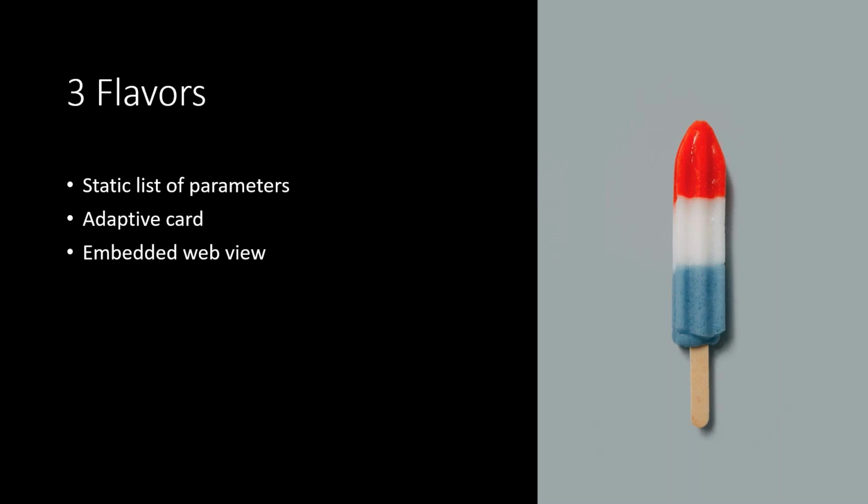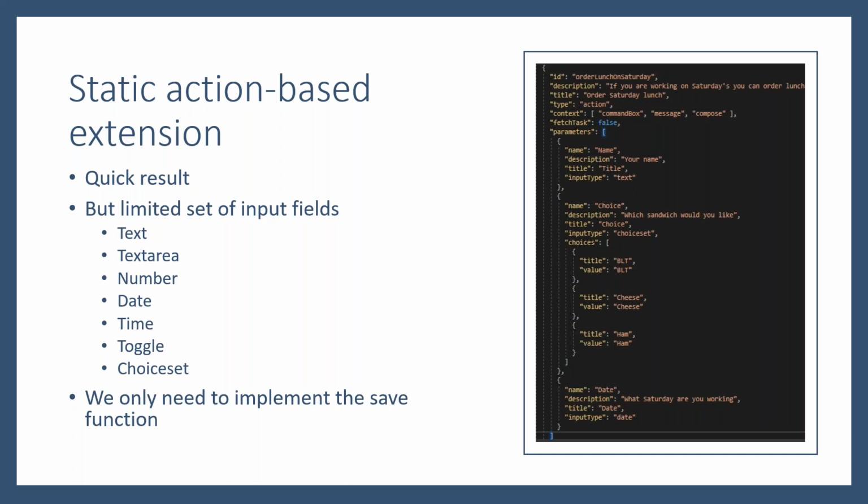So remember, you get a pop-up. That pop-up can either be a static list of parameters, an adaptive card, or an embedded web view, meaning you get an iframe and do whatever you want, build the entire thing yourself. So it also goes from pretty simple to create to very difficult to create, but more extensible, of course. So a static action-based extension, let's take the simplest one.